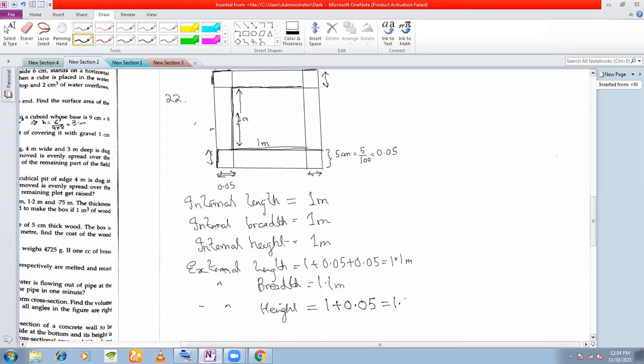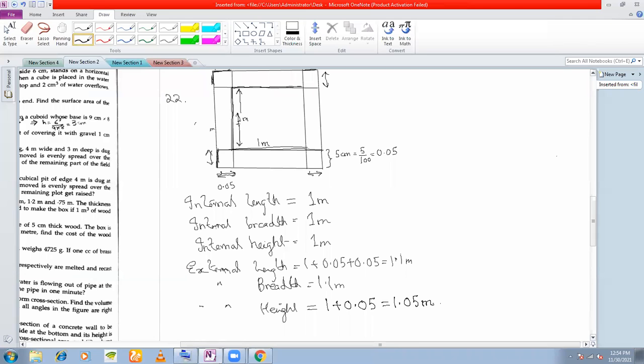So what is the external height? 1.05 meters. Because it is an open top box, there is no wood at the top, so there will be no thickness of wood at the top. But there is wood at the bottom, right, to hold things. So there will be a certain thickness at the bottom, and you have to add that thickness at the bottom. But since there is no wood at the top, I will ignore the thickness of wood at the top.